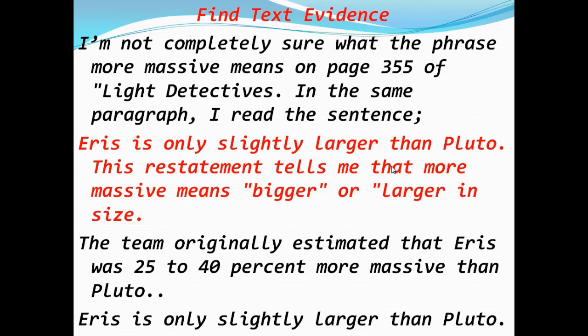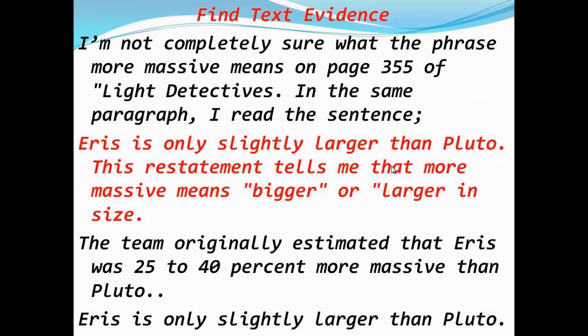I'm not completely sure what the phrase more massive means on page 355 of Lie Detectives. In the same paragraph, I read the sentence, Iris is only slightly larger than Pluto. For example, if you read this paragraph and you say, I don't know what massive means. This restatement tells me that more massive means bigger. So massive means bigger because you derive the meaning. You just decode the contextual meaning that massive means bigger or larger.